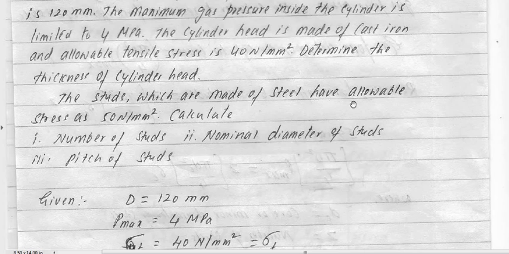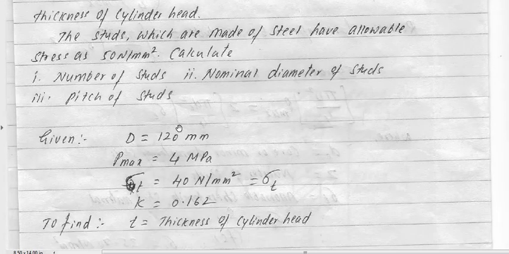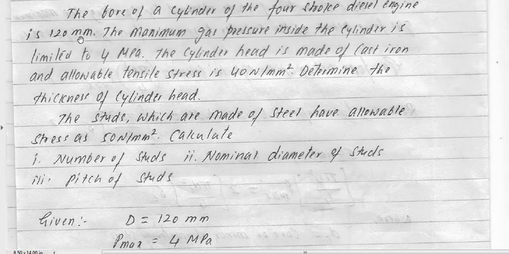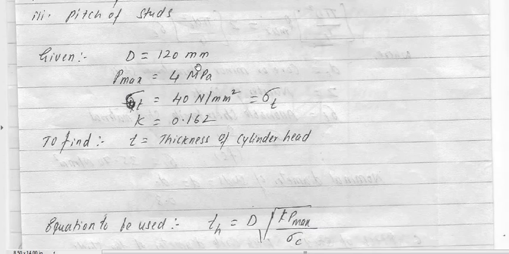Then the studs, which are made of steel, have an allowable stress of 50 Newton per mm². Calculate the number of studs, the nominal diameter of studs d, and the pitch of studs. Those three terms we have to find using the given data. So what is the given data? The bore diameter D is 120 mm, the maximum pressure is 4 MPa, the tensile stress is 40 Newton per mm², and the K factor is 0.162, which is a constant. Then we find the thickness of the cylinder head.